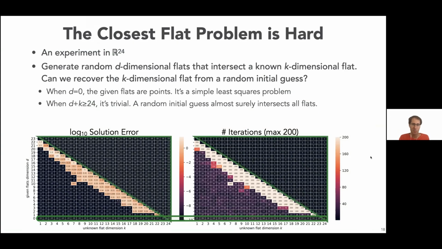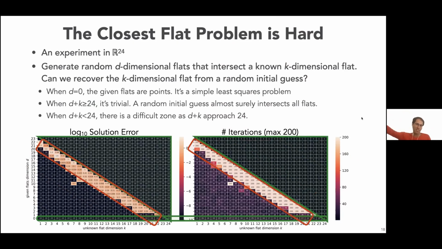What we also see is that when d plus k is greater than or equal to our ambient dimension, it becomes trivial. This is like saying in 3 dimensions, find me the plane closest to a set of lines. A random plane is almost surely going to intersect every line. It's very, very rare to not have that happen. So no iterations are needed. 1 iteration is sufficient. The initial iteration is fine, and we get 0 solution error.